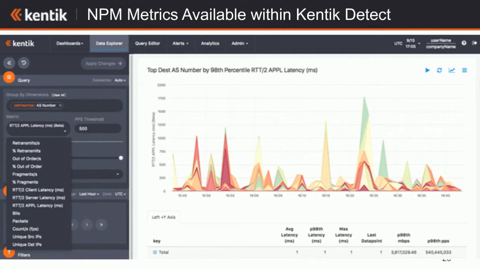So what does this look like? Within the Kentik portal, there are a few quick screenshots I'm going to share. If you look at the lower left corner, you'll see that the new metrics that we now make available for running charts and graphs against, and for doing alerts against, now include things like retransmits and out of order, both count as well as percentage. We are also looking at round trip times: client, server, and application layer. So these are now metrics that are available for all of the functions within Kentik Detect.